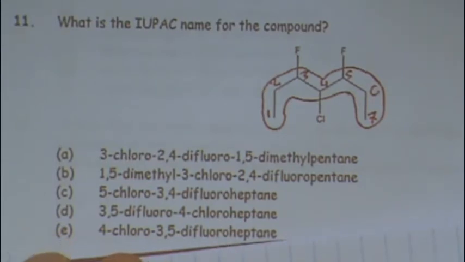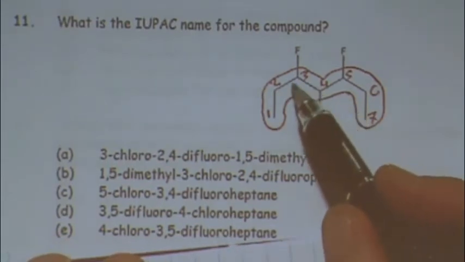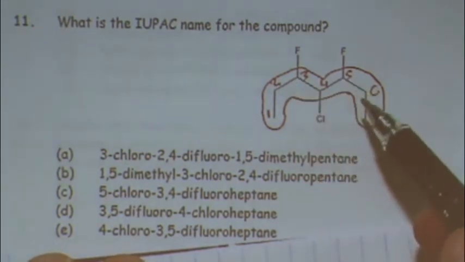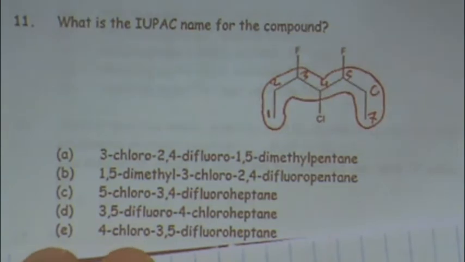Then, what do we have? Substituents, in what positions? At 4, and 3, and 5. We have a chloro, and we have two fluorides, difluoro and chloro. You don't take into account the prefixes, just the name. Which comes first, F or C? Chloro or fluoro? C. So you will have then what? In position of what? 4. You will have a chloro at position 4.